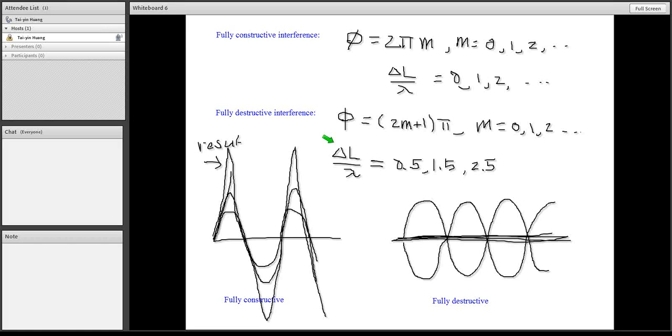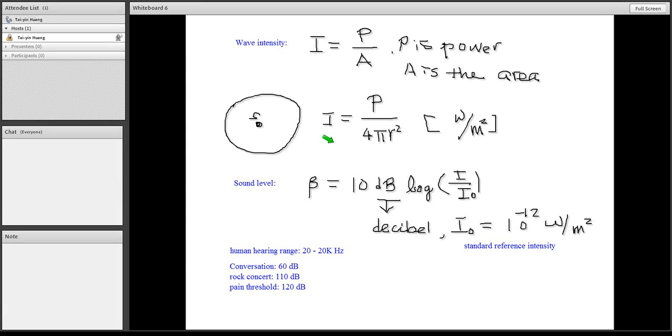Okay, and that's why when you go to a concert, when you go to a music hall, you want to find an ideal place that gives you constructive interference so you can hear the maximum sound. Or if you go to a rock concert and you think it's just too noisy, you want to find a place that would actually give you no sound, because you get fully destructive interference. Okay. All right.